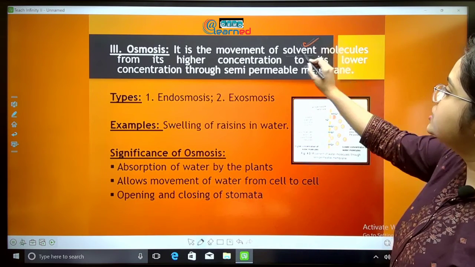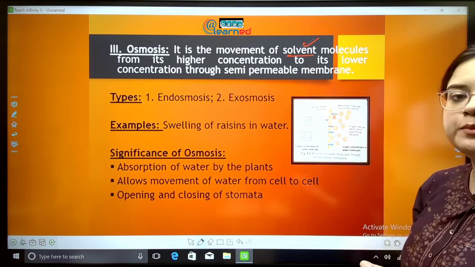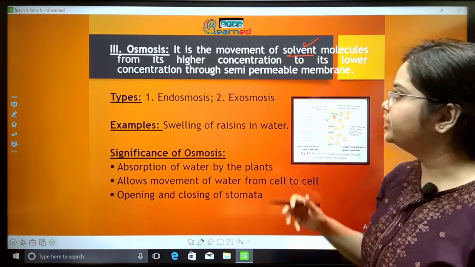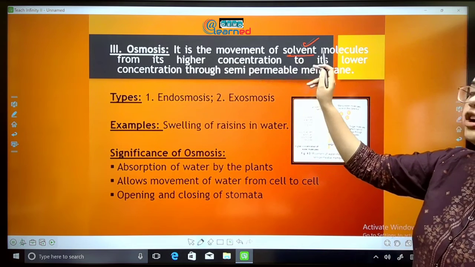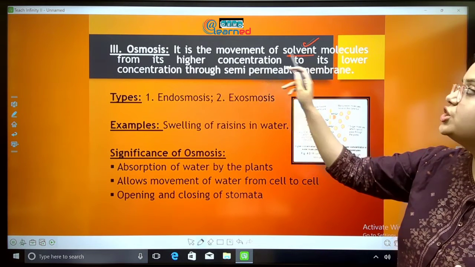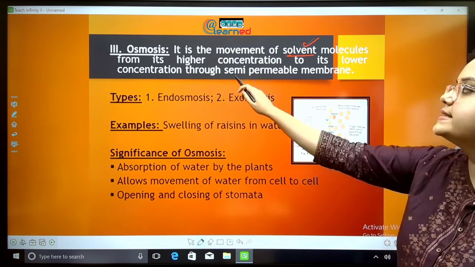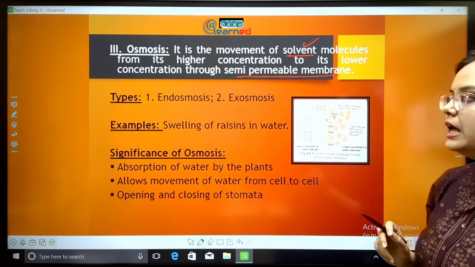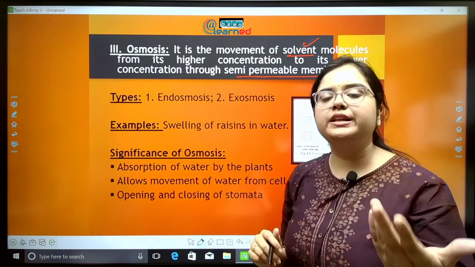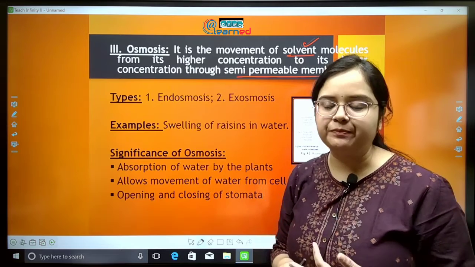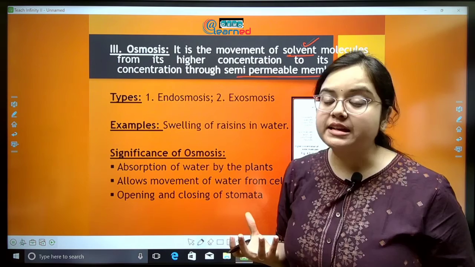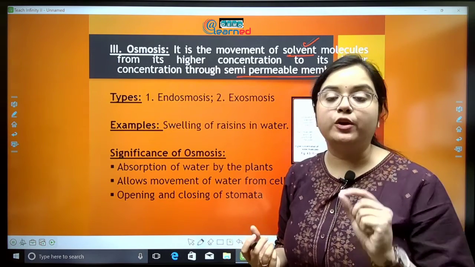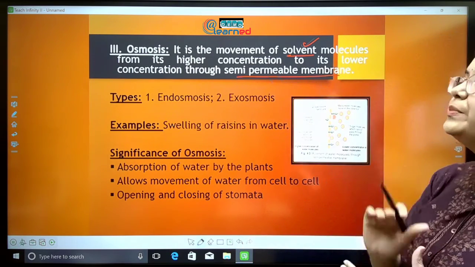So this is the solvent molecule. What kind of solvent molecules? All the liquid molecules. They move from their higher concentration to their lower concentration through a semi-permeable membrane. You can give many examples like parchment paper, like cellophane paper, and if you're talking about living cells, you can say the plasma membrane or the cell membrane, semi-permeable membrane.